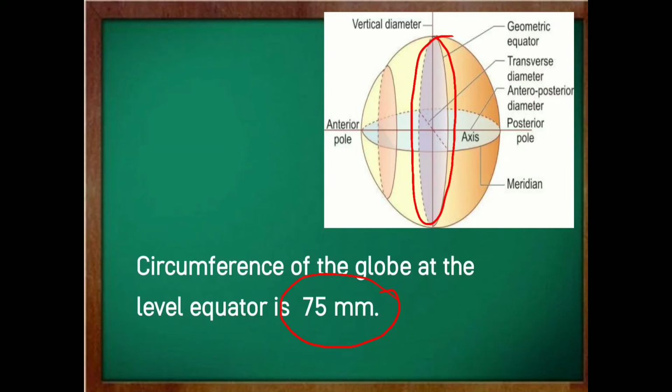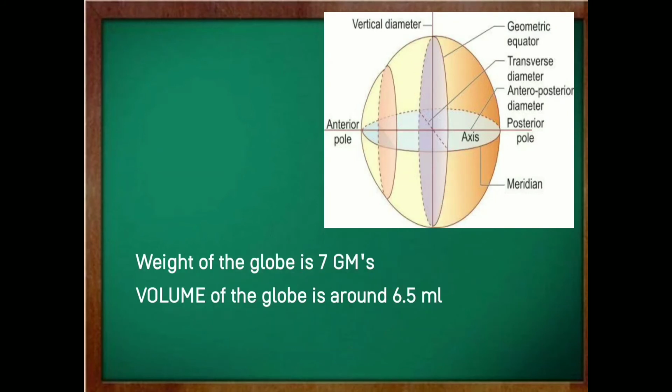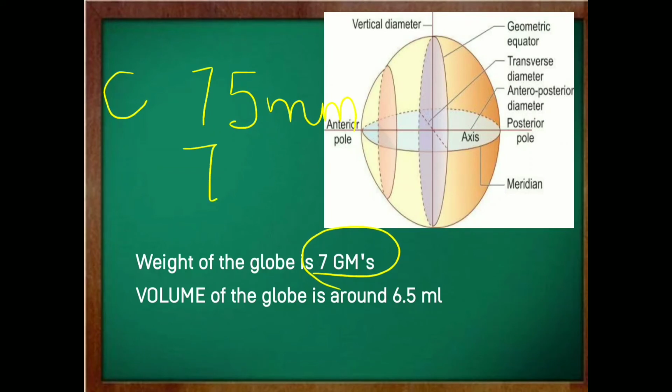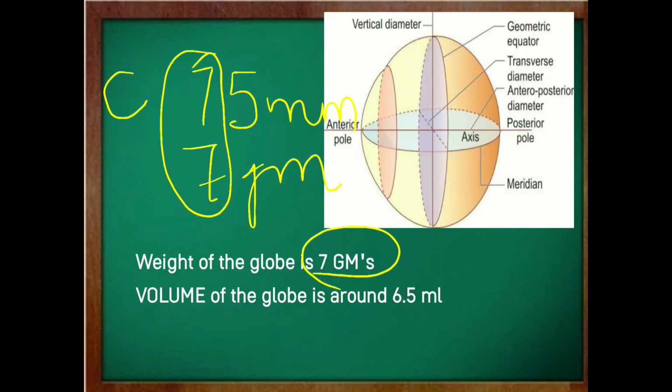And from this point you would see that we would be actually repeating this magical number 7 a lot and also be roaming around it. Coming to the weight of the globe, the weight of the globe is 7 grams. So your circumference is about 75 millimeters, weight of the globe is about 7 grams, and volume is, subtracting 0.5 from 7, that is 6.5 ml.